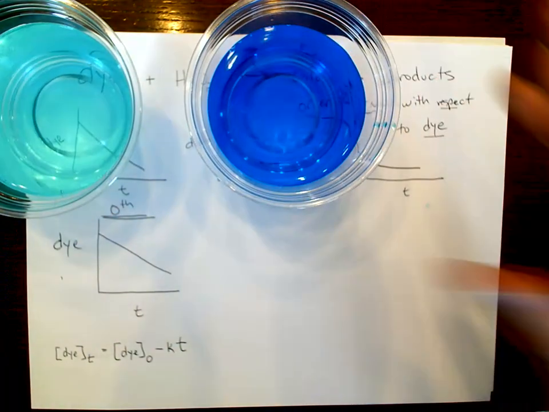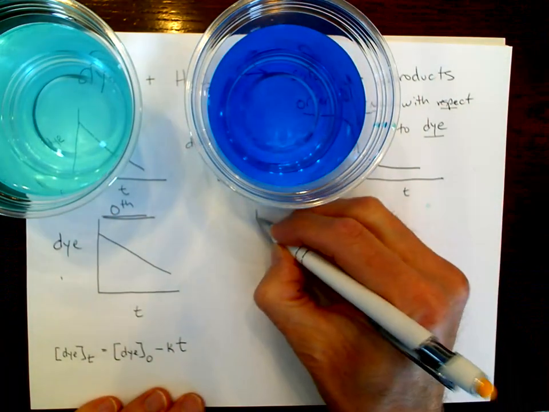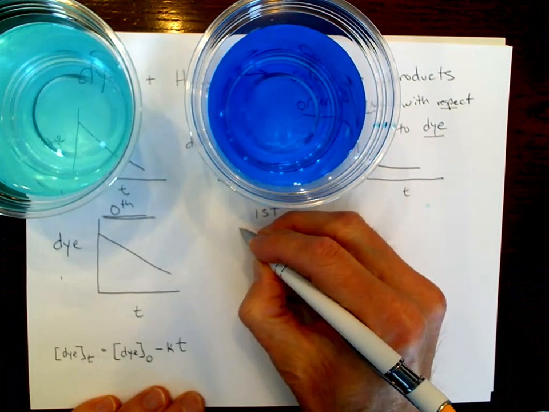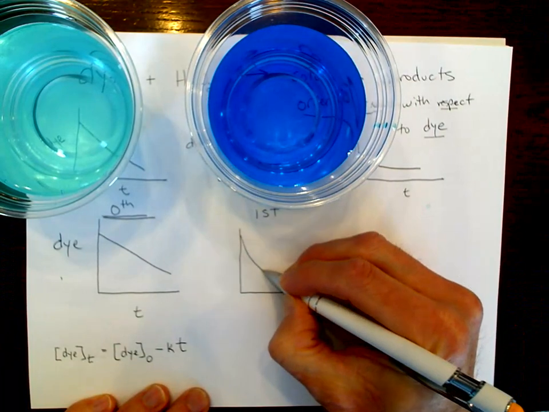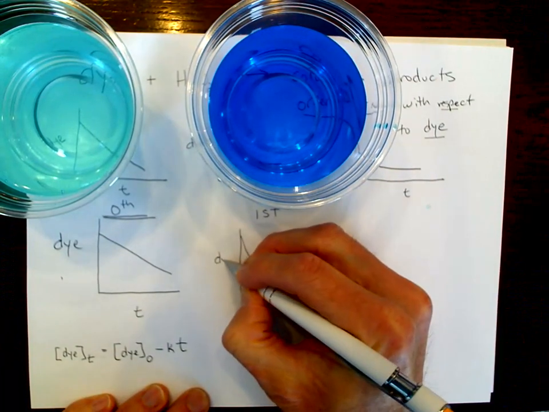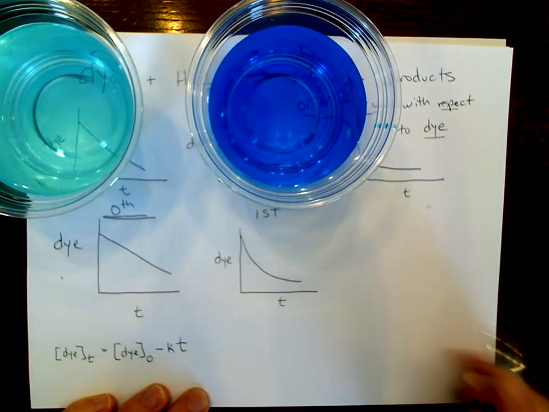Okay, what about first order? What about a first order process? What's that look like? Well, in this case, the first order decay looks like this. So this would be the concentration of the dye versus time.